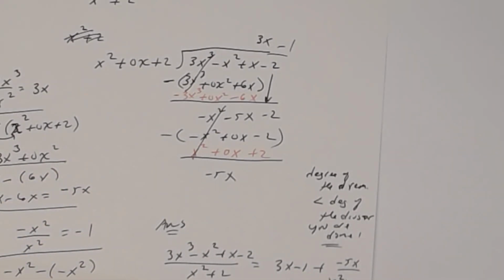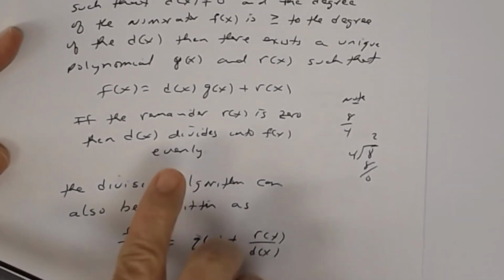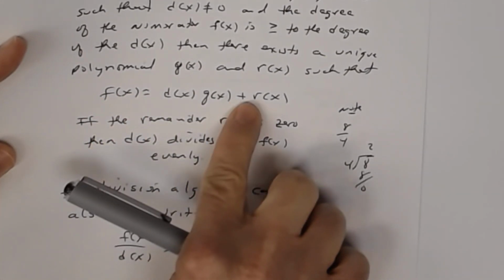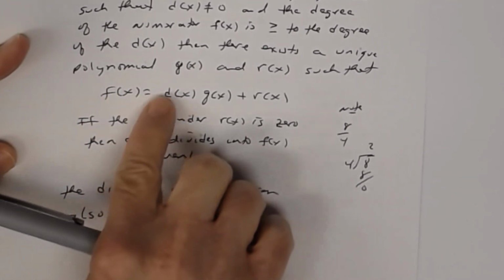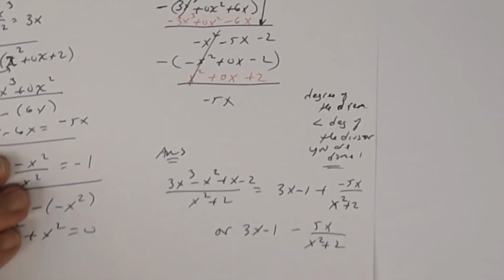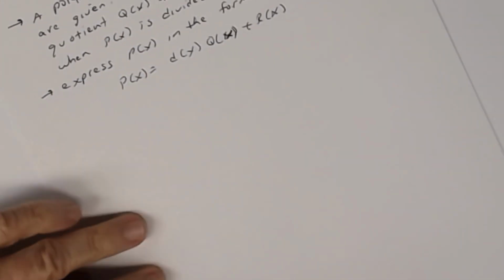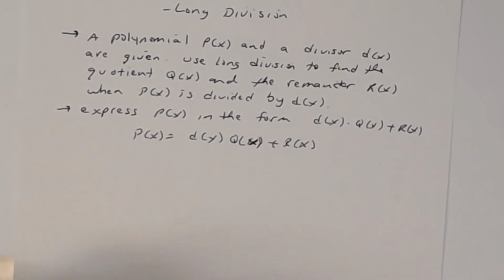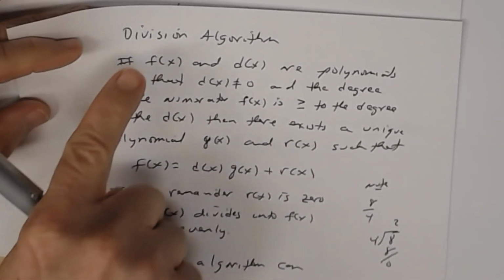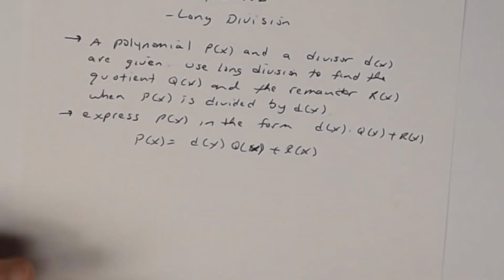Sometimes, now remember the division algorithm? So we wrote our answer using this idea right here. Sometimes, though, you may be asked to write it like this, where you have the dividend equals the divisor times the quotient plus the remainder. And so that's going to be the next set of directions. So look at these directions right here. See this right here, this is this part of our division algorithm. So we're going to write it like this instead of like this. So always read the directions though.